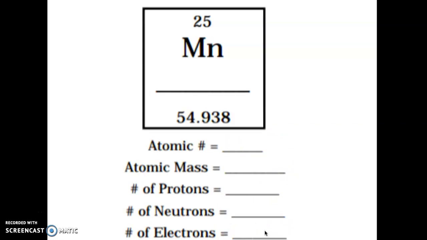And our last example, manganese. So manganese, the atomic number is 25. The atomic mass, 54.938. Our number of protons is equal to the atomic number, 25. Our number of neutrons is 54.9 rounded to a whole number, so that'll be 55 minus 25. So that is our mass number, which would be 55 minus 25, so that gives us 30. And our number of electrons is going to be equal to the protons equal to the atomic number, 25.